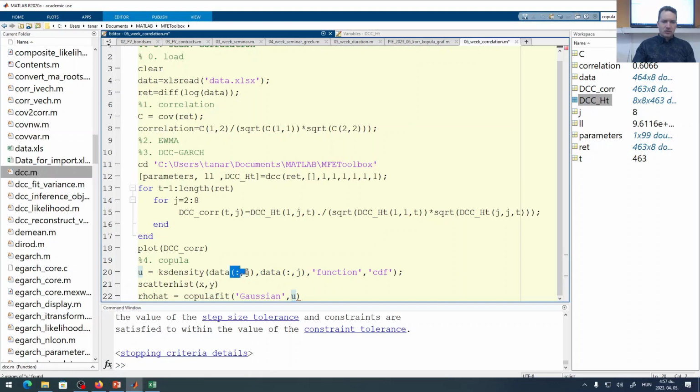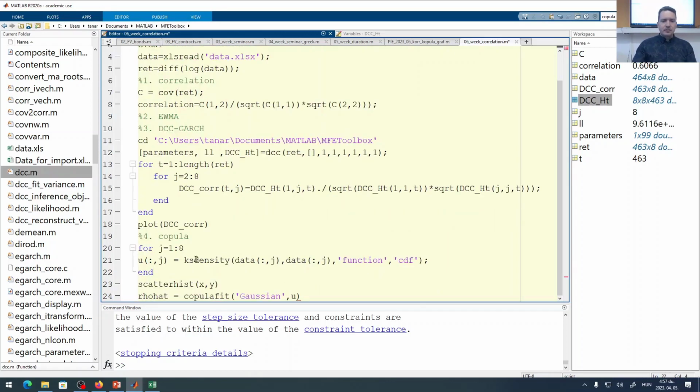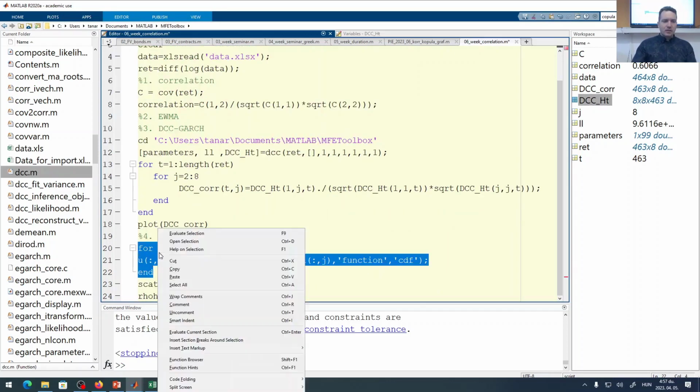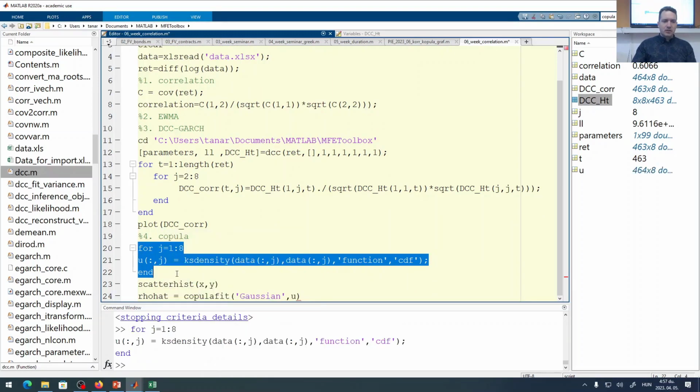First. J equal 1, 2, 4, 4, 8. Can you do this? Yes.